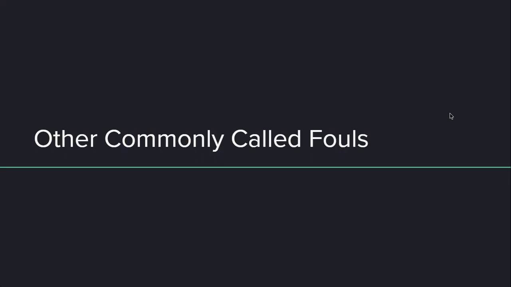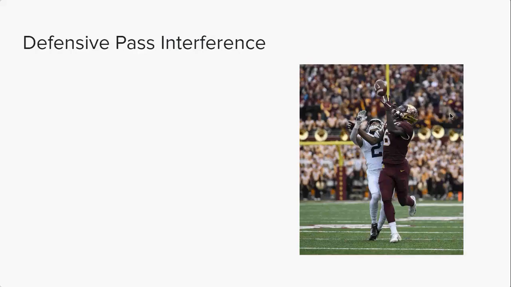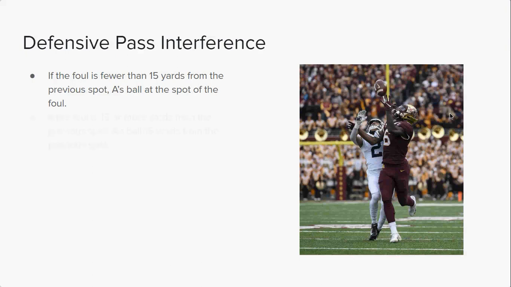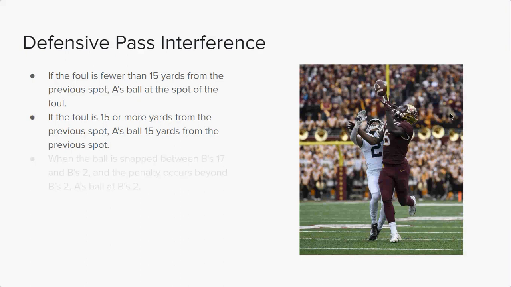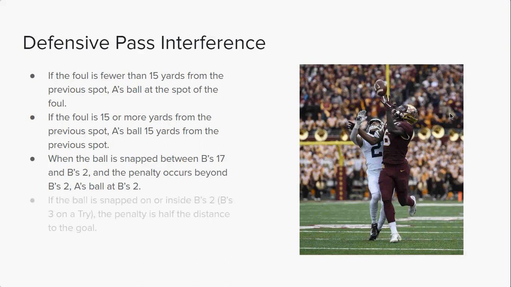Let's transition here into other commonly called fouls. Let's talk about defensive pass interference. If the foul is less than 15 yards from the previous spot, it is A's ball at the spot of the foul. If the foul is 15 or more yards from the previous spot, it's A's ball 15 yards from the previous spot. If the ball is snapped between B's 17 and B's 2, and the penalty occurs beyond B's 2, it's A's ball at B's 2.